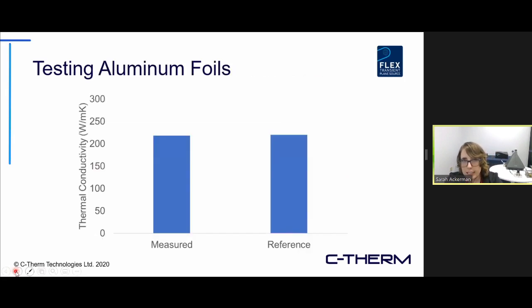This is looking at measuring an aluminum foil that's 0.13 millimeters in thickness. So this aluminum foil was pure aluminum, 99.9%. So we're referencing this to the thermal conductivity of pure aluminum. And the difference between the two is less than 2%. So it has very good performance even on very, very thin materials like these aluminum sheets.